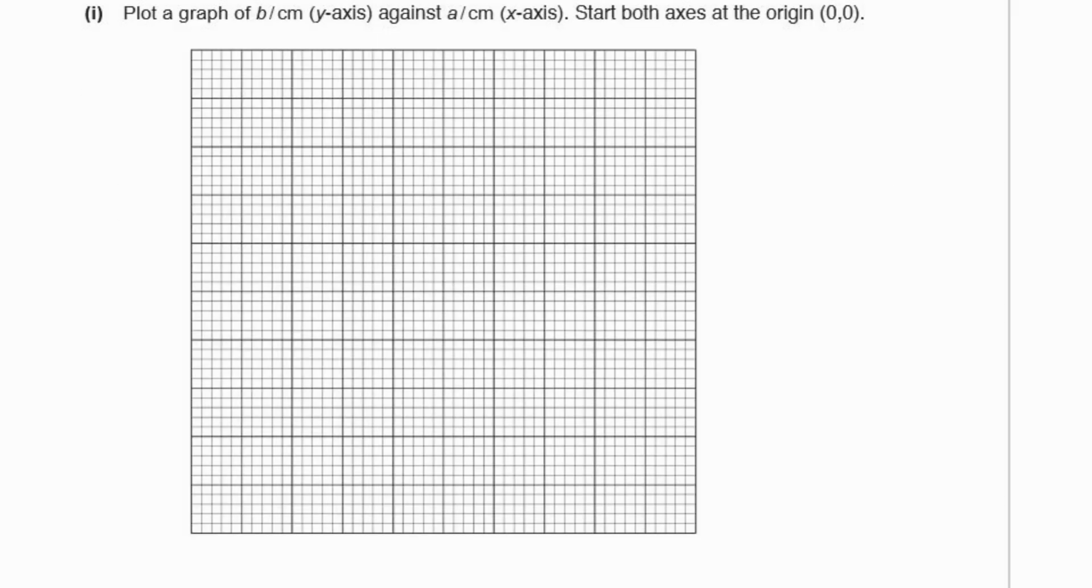Part 1. Plot a graph of B in centimetres on the y-axis against A in centimetres on the x-axis. Start both axes at the origin 0, 0. So start both axes at the origin 0, 0. Alright, so let's give that a go and we'll put the pointers down.